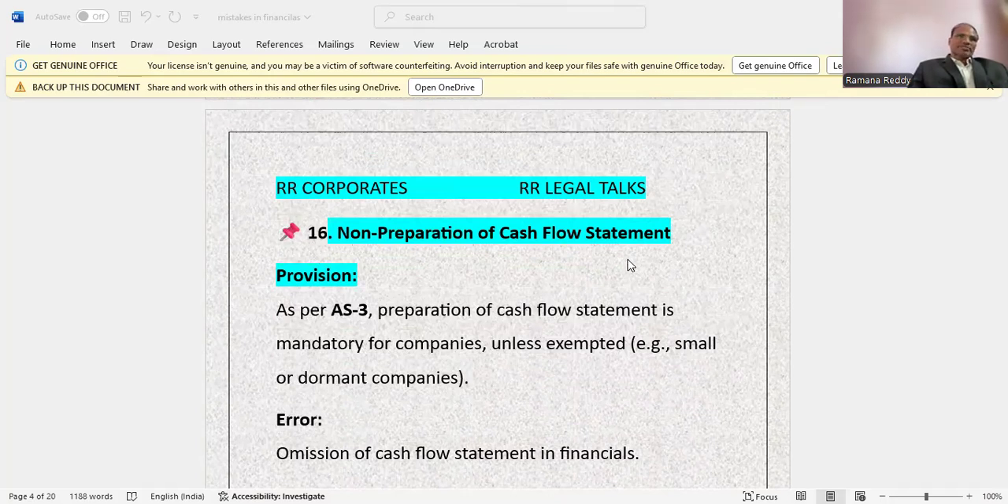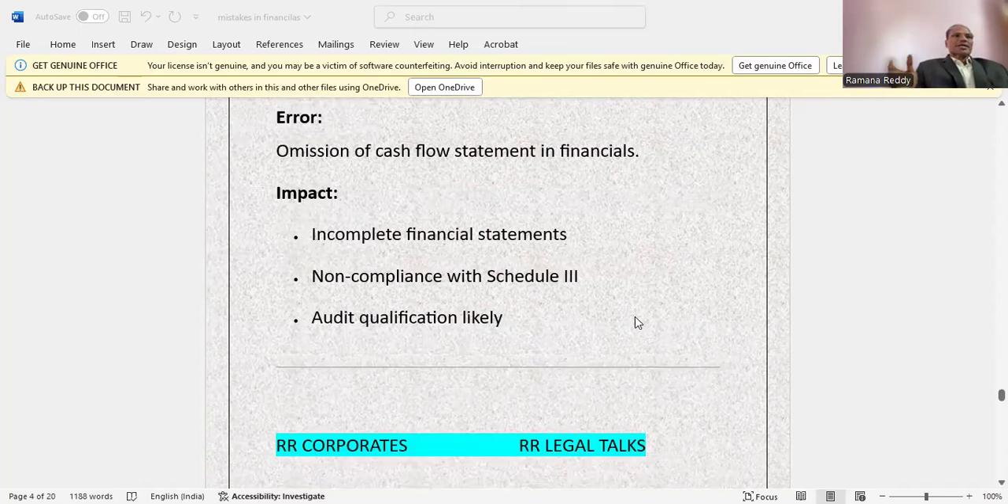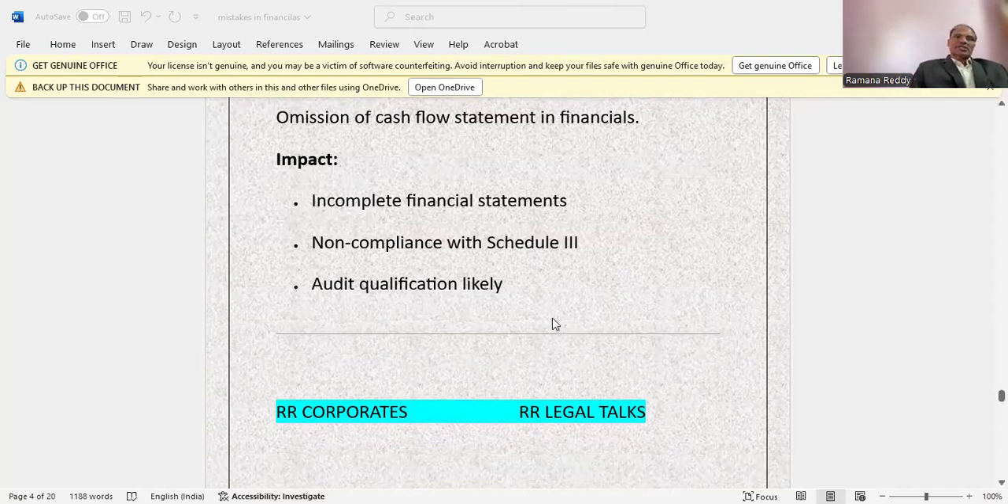And one more error: non-preparation of cash flow statements. As per AS 3, preparation of a cash flow statement is mandatory for companies unless exempted, such as small or dormant companies. But the error is omission of the cash flow statement in financials of many companies. The impact: incomplete financial statements, non-compliance with Schedule 3 of the Companies Act 2013, and audit qualifications likely.